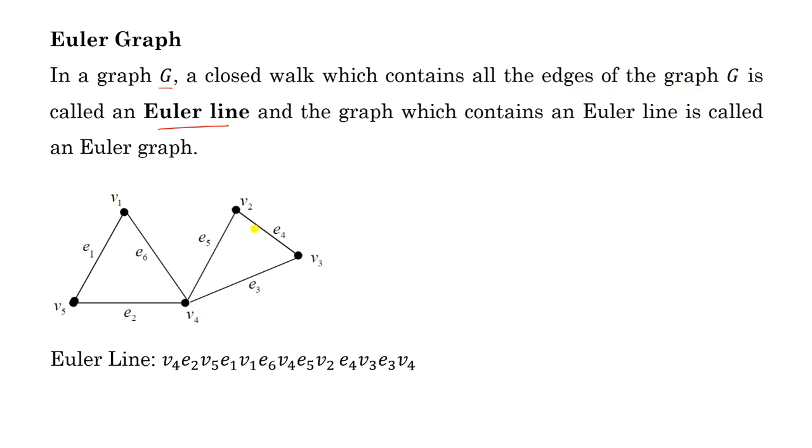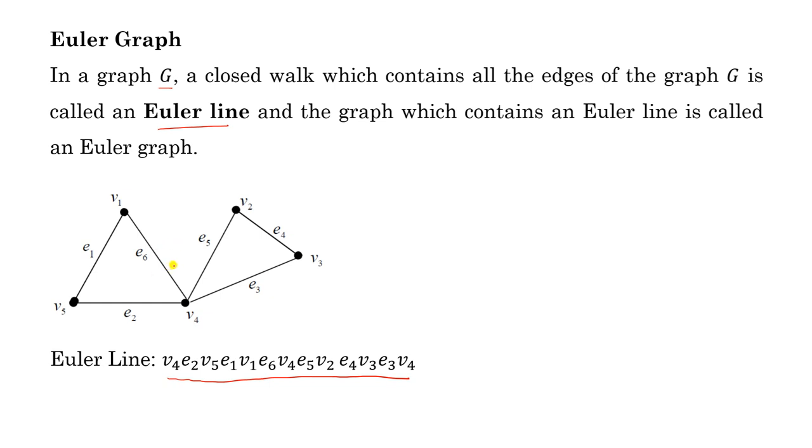Look at this graph. In this graph, an Euler line, this one exists. This is V4, E2, V5, E1, V1, E6, V4, E5, V2, E4, V3, E3 and V4. Similarly, you can find another Euler line starting with V1, V2 or any other vertex. It means this graph contains an Euler line and you can say this graph is an Euler graph.